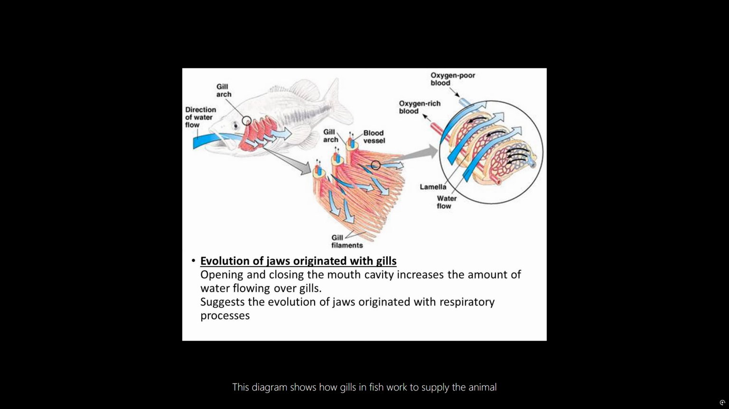This diagram shows how the gills in fish work to supply the animal with oxygen. Oxygenated water flows in through the mouth and flows over the gill filaments, where oxygen-poor blood is enriched with oxygen and distributed to the body. Fish open and close their mouths to increase the amount of water flowing over the gills. This suggests that the evolution of jaws may have originated with the respiratory processes and evolution of the front gill arch into a jaw.